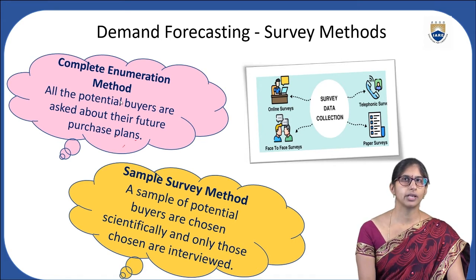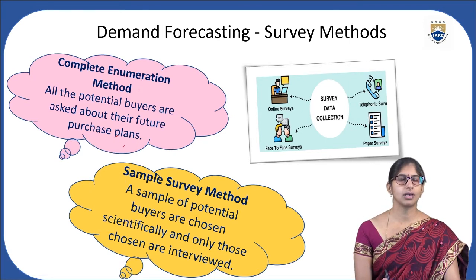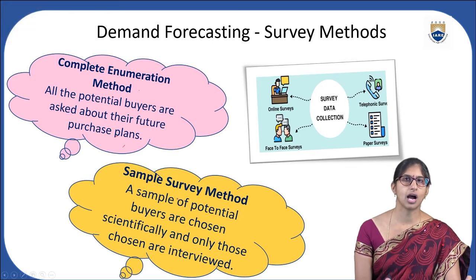In the complete enumerated method, a survey is done on the whole region, on the whole population. Coming to the sample survey method, one collects the data from only a few buyers. Out of the whole population, they randomly pick a few buyers and conduct interviews and surveys with them about their purchasing plans.